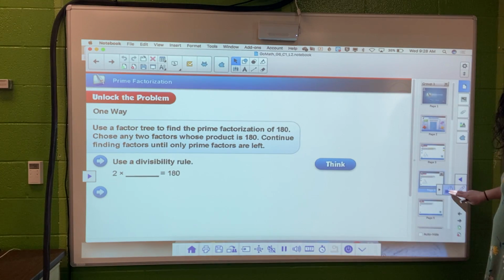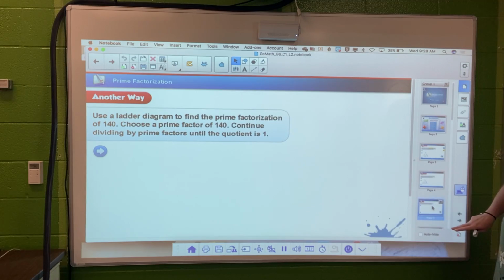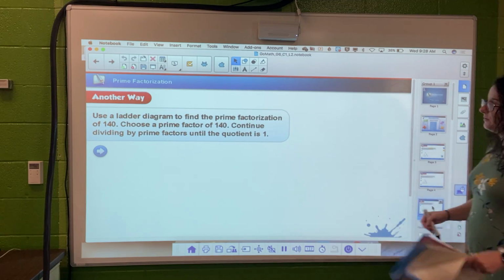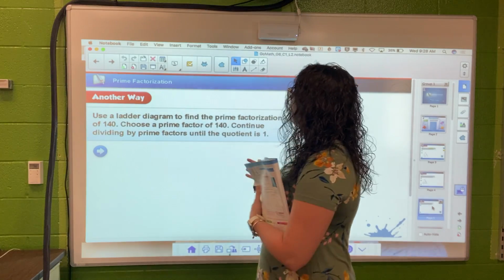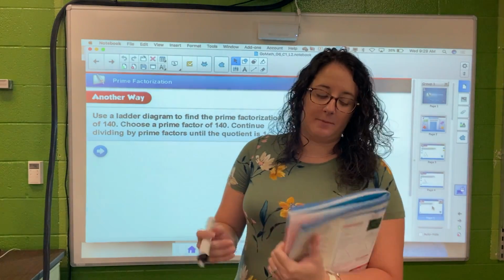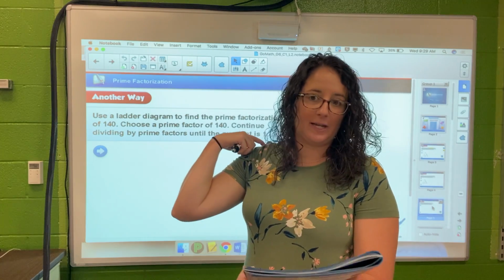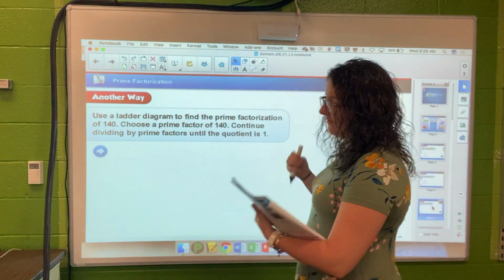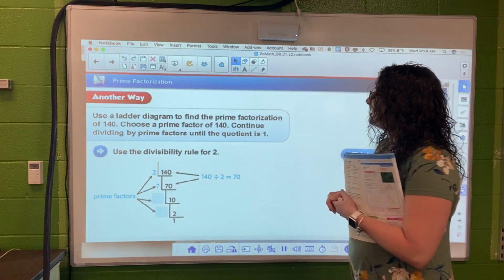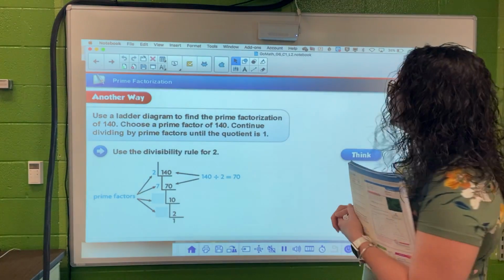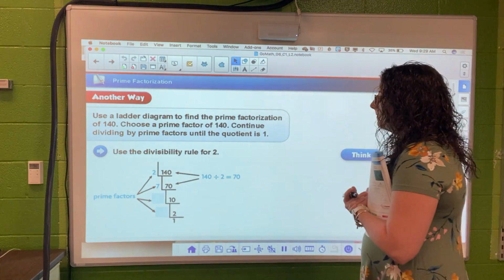Okay, we're going to look at the next way. Now we're going to take a look at another example. This one wants us to use the ladder diagram. So if you turn to page 12 in your book, part A and B, we're looking there again. They have the ladder drawn up for us to find the prime factorization of 140. They want us to use the divisibility rule for 2.